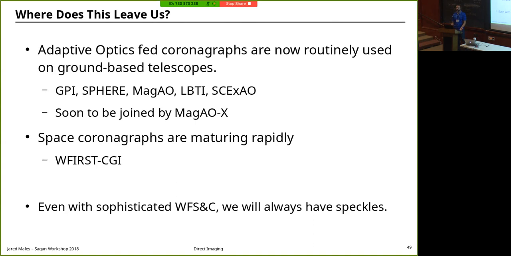The key thing, though, is even with all this sophisticated wavefront sensing and control, we're always going to have speckles. They will always be with us, this residual starlight scattered on the image, and it's always going to be trying to fool us into thinking that we have planets. I'm just setting up here for when you take your data at the telescope: what is the noise in the image? Now there's this hard problem of how we deal with it and how we interpret it, and that I'm going to leave to other people to describe for you.